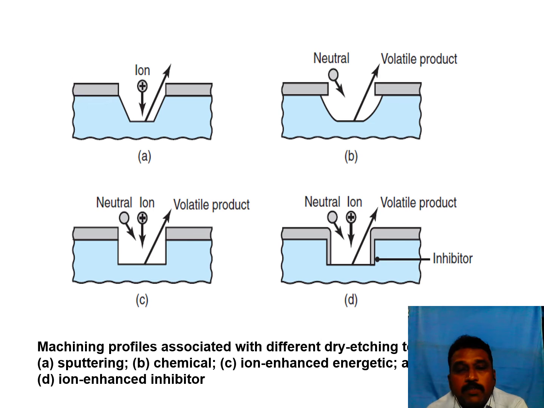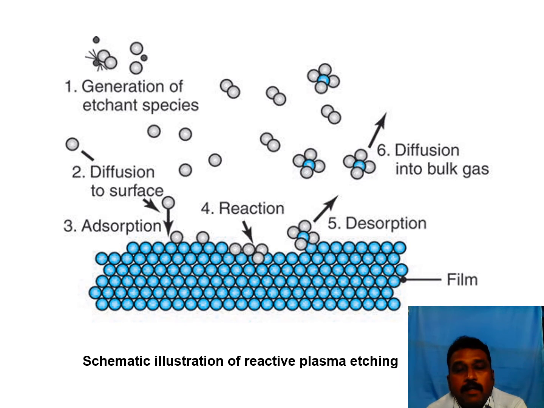You can see that this is sputtering by means of ions, and then chemical etching, and then ion energetic etching, and then ion enhanced inhibitor etching. These are the types of etching. And then how the reactive plasma etching is carried out.